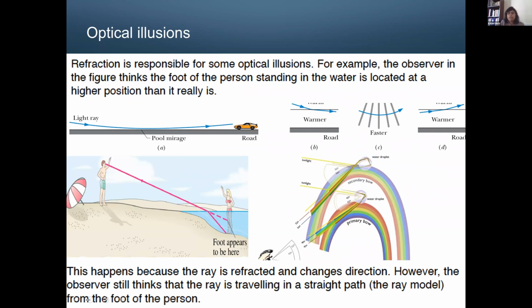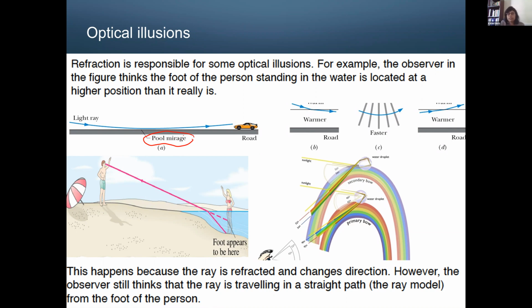So now optical illusions, you guys have seen this many times. As a simple example, when you travel on a hot day, you're going to see a pool mirage, right? That means you're going to see a pool in the middle of the road. These things happen because of refraction that we're going to discuss.